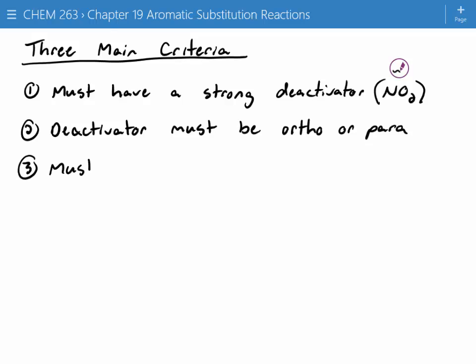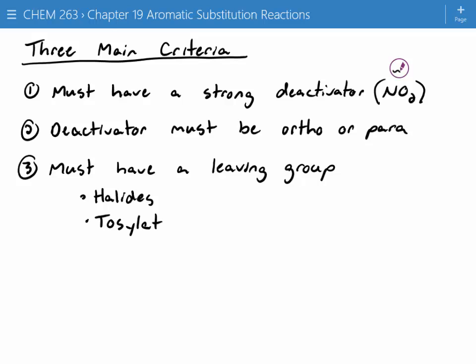is that you must have a leaving group. If you don't have a leaving group, you're not going to get this reaction to work. You're not going to get a methyl group to fall off. You're not going to get an alkyl group to fall off. Typically what you need is either halides or a tosylate. So if you remember, we can turn an alcohol into a good leaving group by tosylating it. You can use that sometimes for these reactions as well.